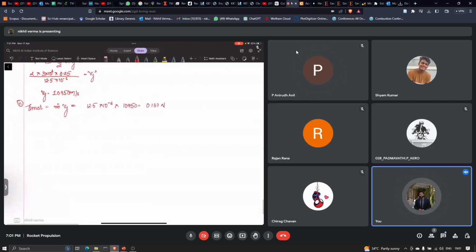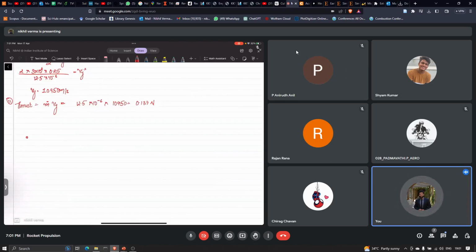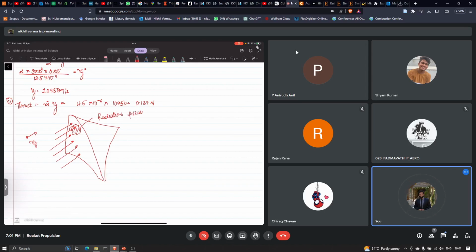Okay, so radiation pressure is basically due to photons that are traveling with a certain velocity. So if you have a solar sail, right? The photons are impinging onto this surface, and they create a certain type of force when they hit. This force per unit area is known as the radiation pressure. Okay, sir.